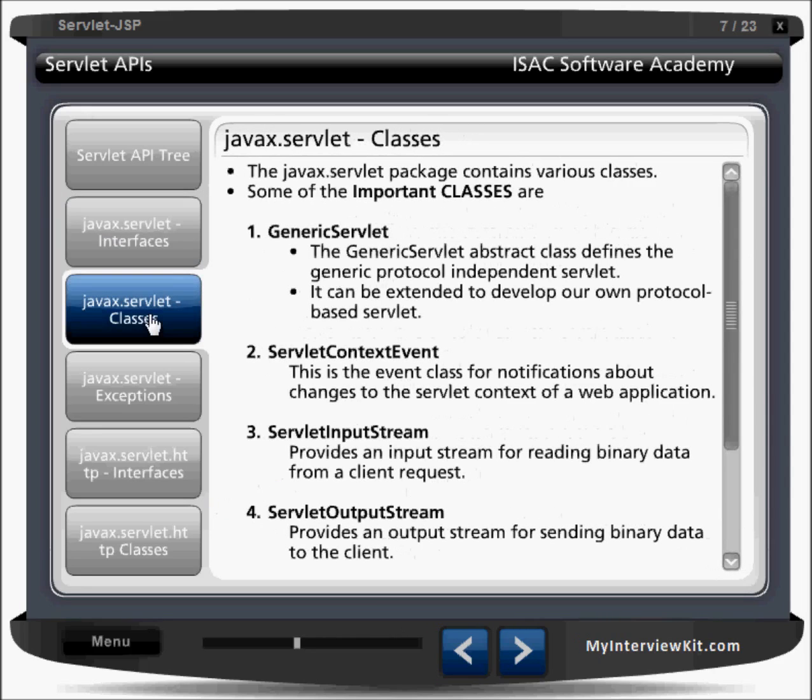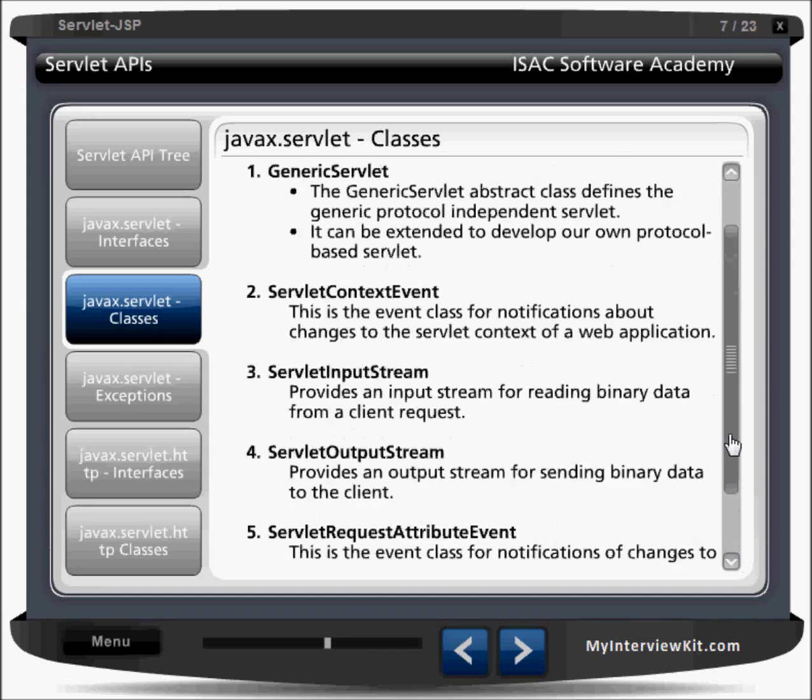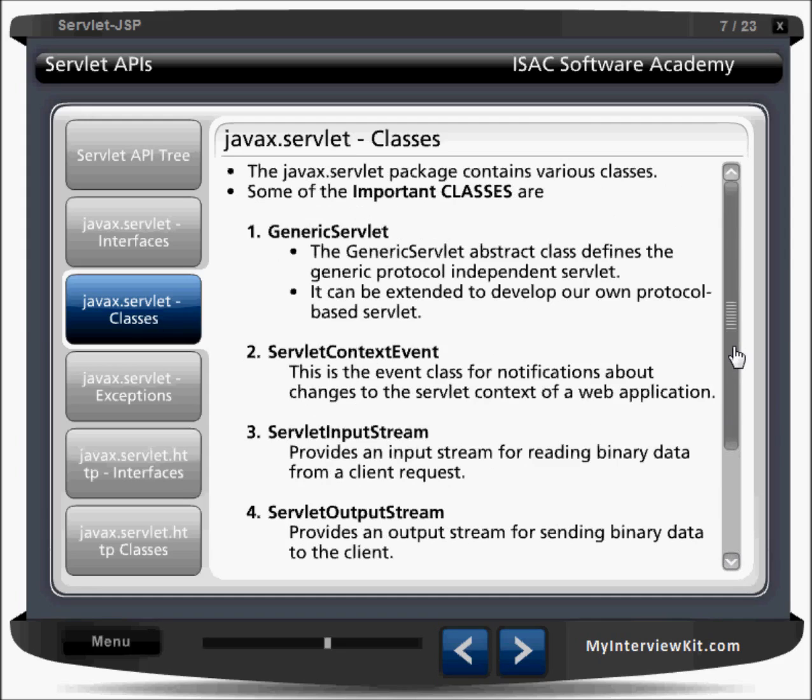Now next, look at the javax.servlet classes. That was the interfaces; the classes are here. We have the GenericServlet class, ServletContextEvent, ServletInputStream, and ServletOutputStream. GenericServlet has an implementation of Servlet, right? It is an abstract class. If someone wants to extend it, they have to override the service method. It can be extended to develop our own protocol-based servlet, as its name says, generic servlet.